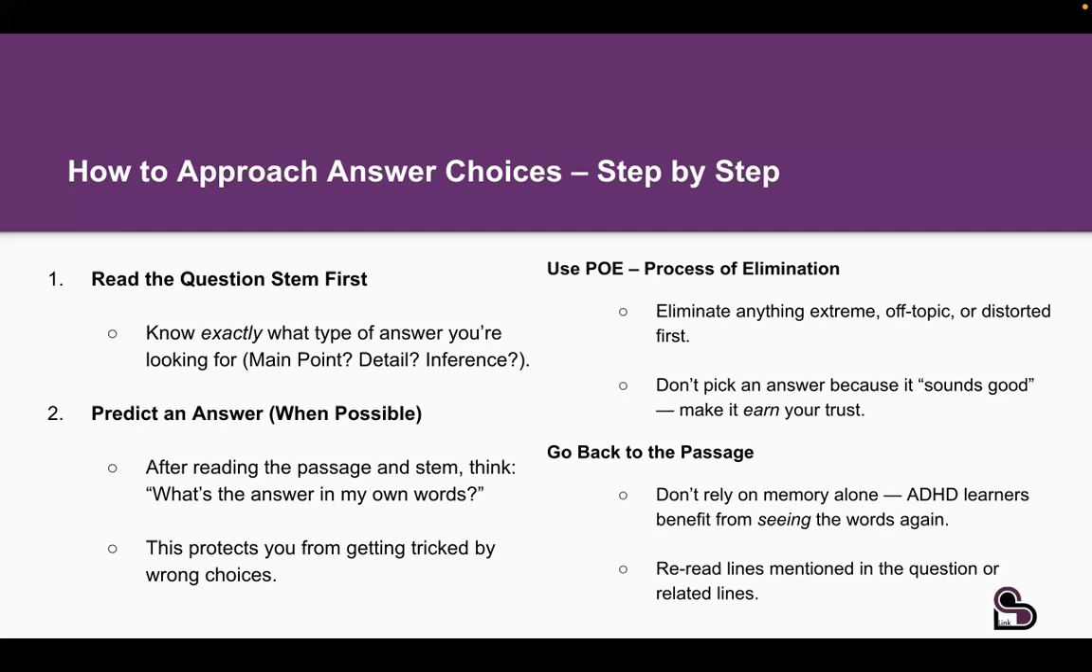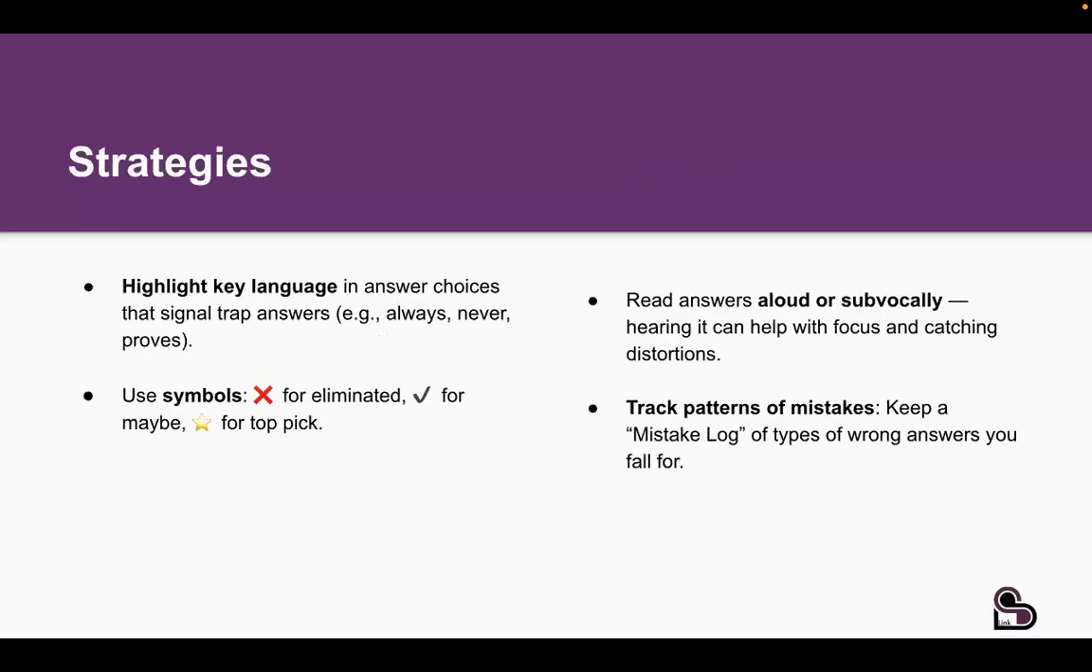Go back to the passage. Don't rely on memory alone. ADHD learners benefit from seeing the words a second time. Reread the lines mentioned in the questions or related lines. Strategies: highlight key language, use symbols, read answers aloud or subvocal, and track patterns or mistakes. Subvocal is inside your head. Track patterns or mistakes. Keep a mistake log. That's your mistake journal, for types of wrong answers that you fall for.